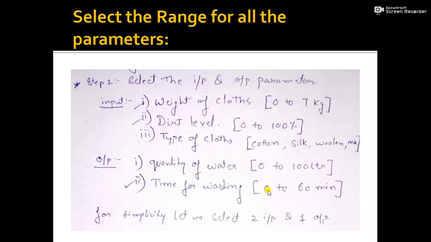That is depending upon the weight of the clothes. It has been seen that zero is nothing but the minimum time, and 60 minutes is nothing but the maximum time that can be used for the washing. So depending upon the weight of the cloth, dirt level and type of the cloth, these parameters will be automatically selected. But as we are going to do this entire problem manually, for simplicity reason, we are going to select only two inputs and one output.